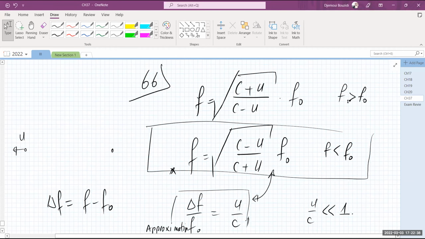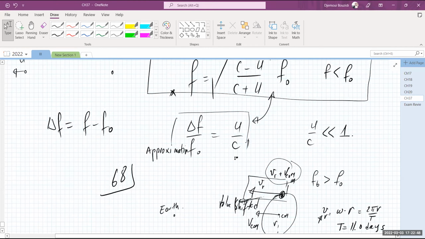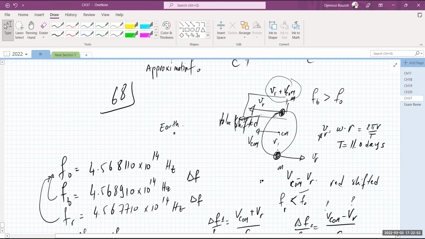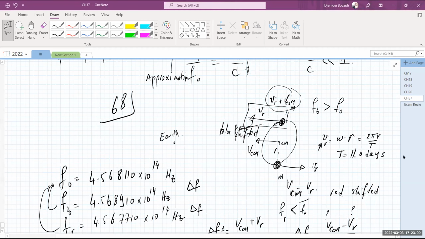I use the case for F greater than F naught, and for the case F less than F naught, and take the difference between the two, okay? And the difference is going to give me the relative velocity, which is U, but that U is the sum of two velocities or the difference of two velocities, depending on which one I'm looking at. Then once I'm done with that, I find what that radial velocity is.